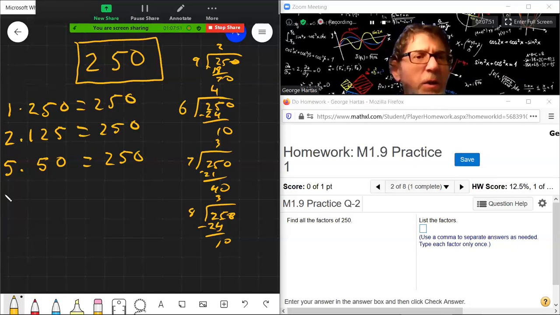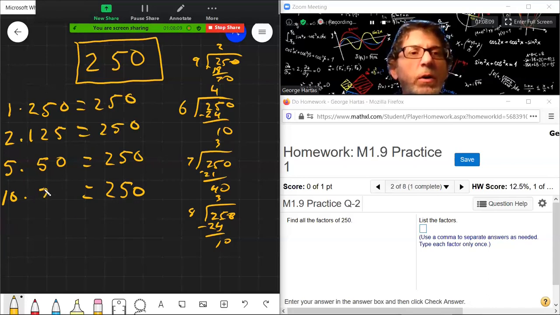Does 10 go into 250? Yes, it does, because 250 ends in 0. 10 times what type of coin will give us $2.50? And you said a quarter, and you are correct.